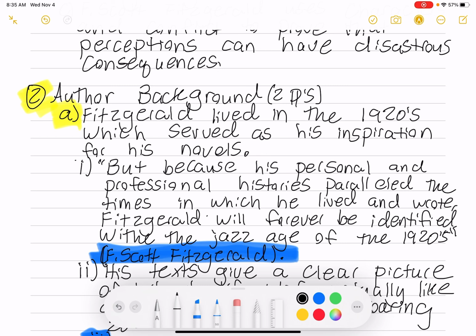This is going to be due Friday, November 6th, before you leave class. So keep that in mind, and I'll see you in class.